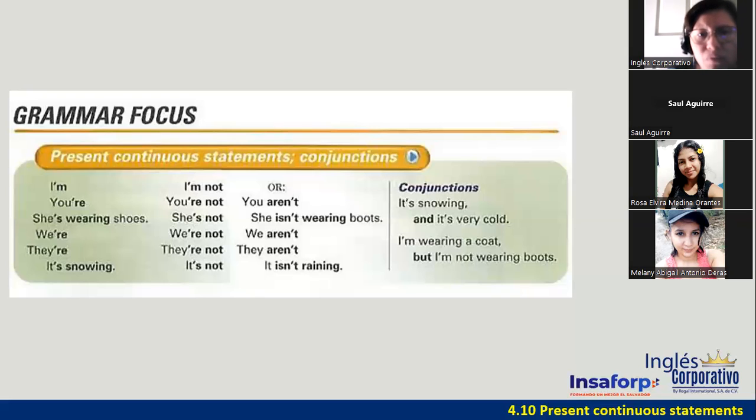Vaya, ahí van los ejemplos. Y esta es la definición. Okay, there you go. That is a conjunction.